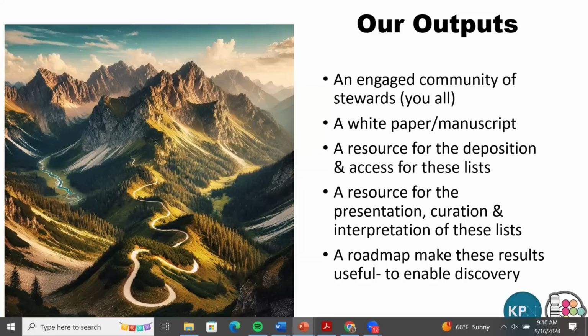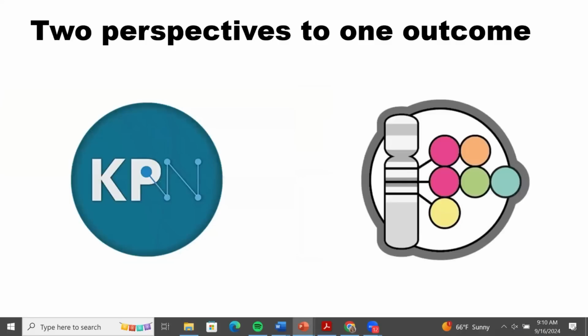So finally, that gets me to the roadmap to make these results useful to the community and really ultimately enable discovery. Because what we're all doing here is trying to improve biology and human health, right? That's the end. That's what's out there at the end of the day. So the way that we thought about these two perspectives, and this is what I really like, each of our resources come at this problem from two different perspectives. And I'm going to walk you through that real quick.